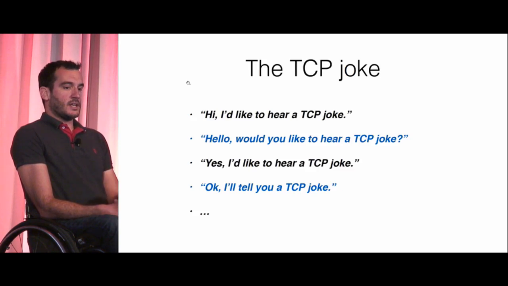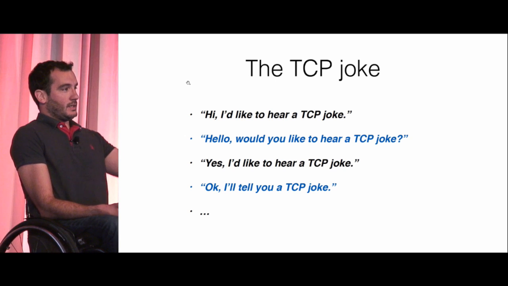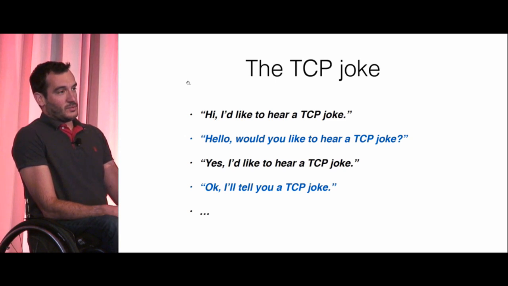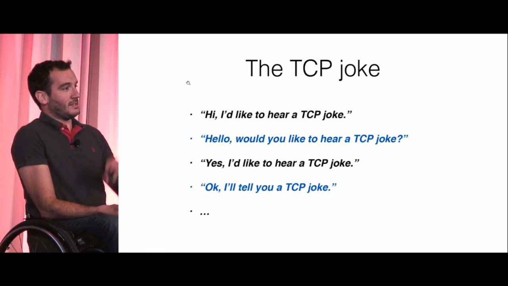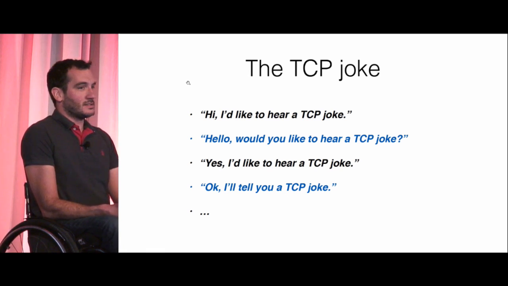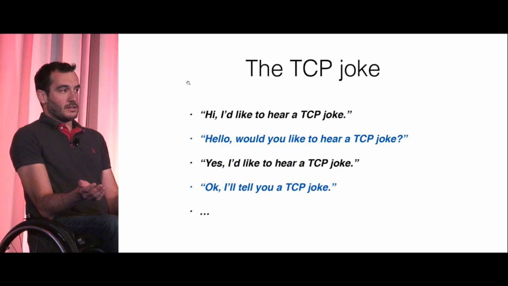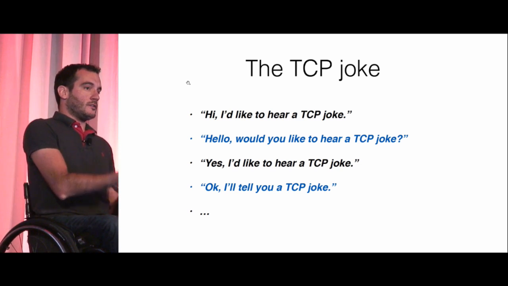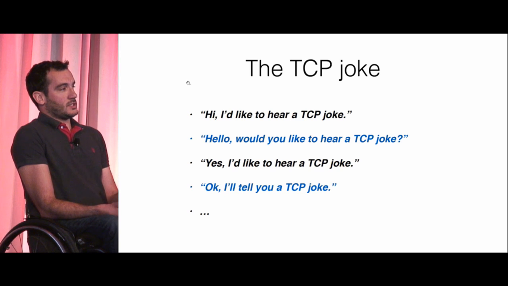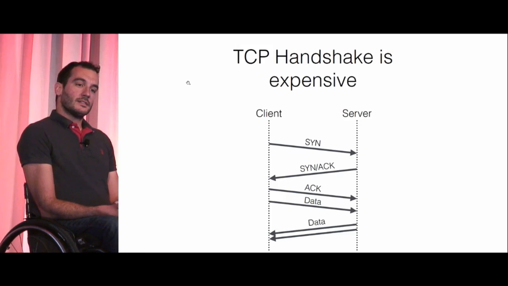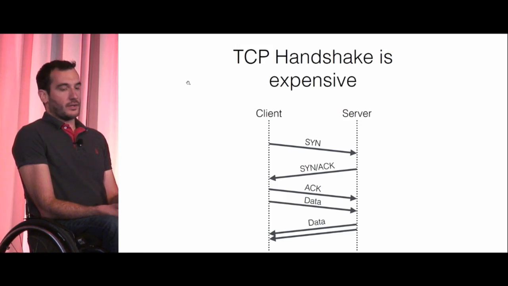Now, this three-way handshake has been under a lot of criticism in the past, and it has led to the so-called TCP joke, where basically somebody wants to hear a TCP joke, the other side confirms, yes, I'm going to tell a TCP joke, and actually the TCP joke never starts. And that's basically what TCP is. It is a lot of back and forth between the client and the server before the useful data can actually be sent. So this TCP handshake is actually very expensive.